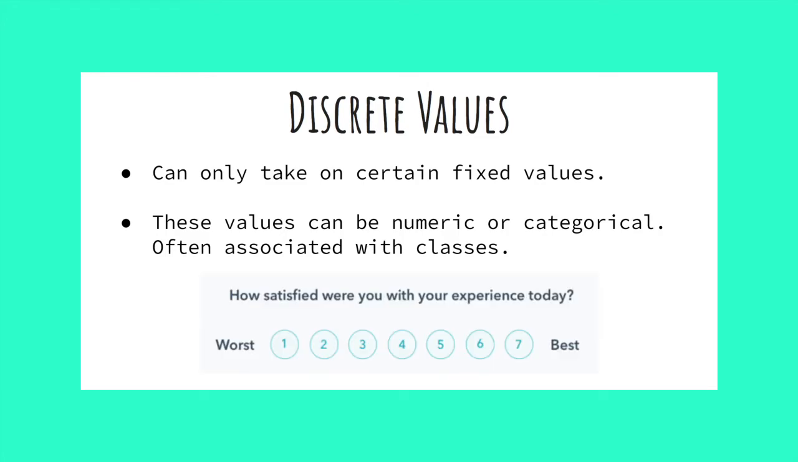Numeric values can be discrete as well, such as surveys where you rate your experience as 1, 2, 3, 4, 5, 6, or 7. Yes, these values fall within a range of 1 to 7. However, you can't choose 2.8, for example. That is not an option. There is a finite set of values you can choose from.